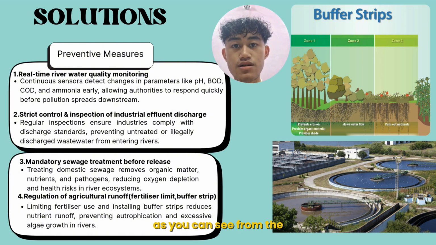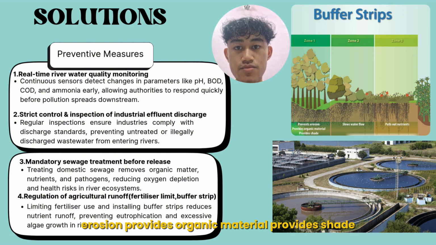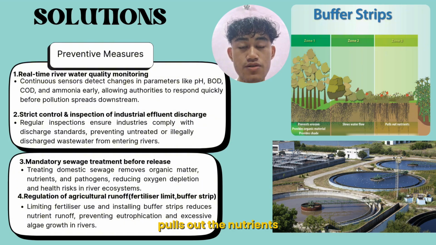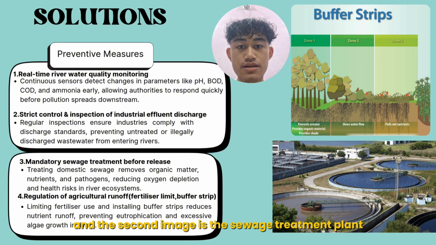As you can see from the picture, we have 3 different zones. We have zone 1 for preventing erosion, providing organic material, and providing shade. In the second zone, we have slowing water flow. And finally, zone 3 pulls out the nutrients, so it stops chemicals from entering the rivers. And the second image is the sewage treatment plant in Kuala Lumpur.